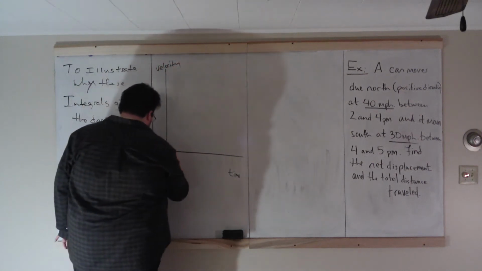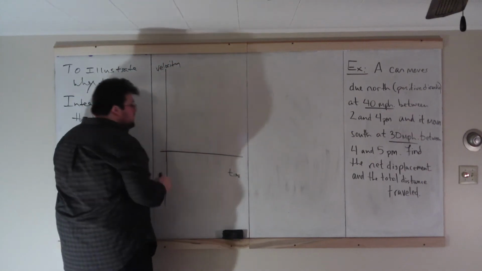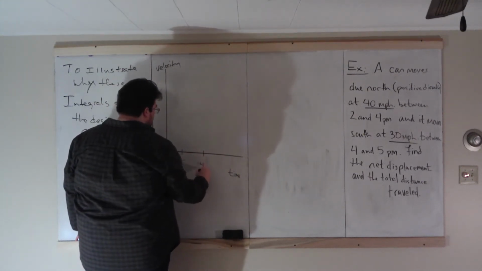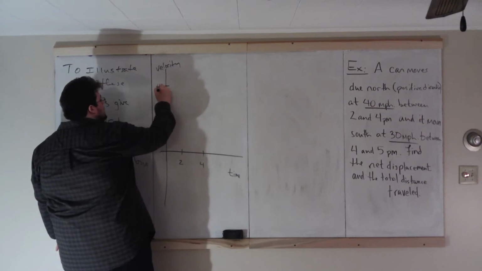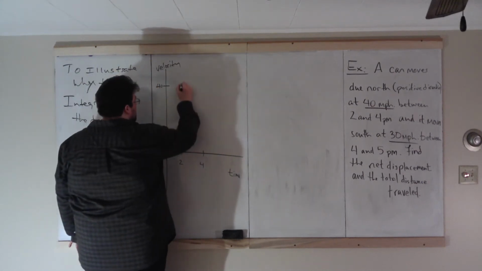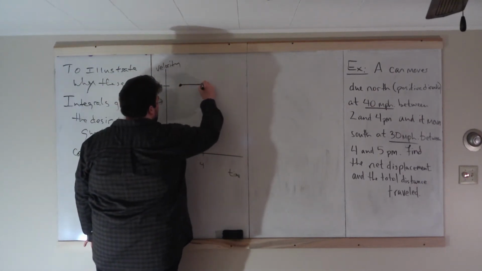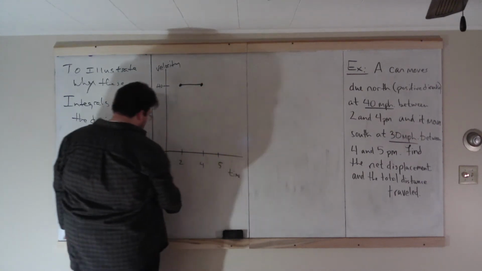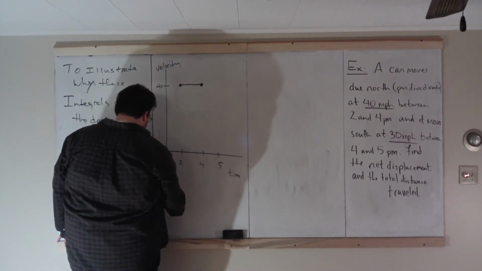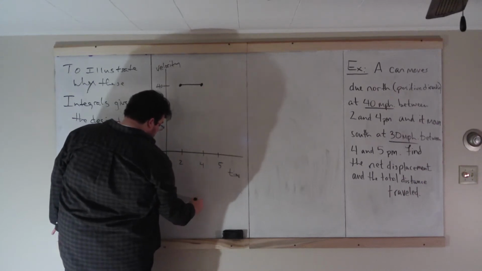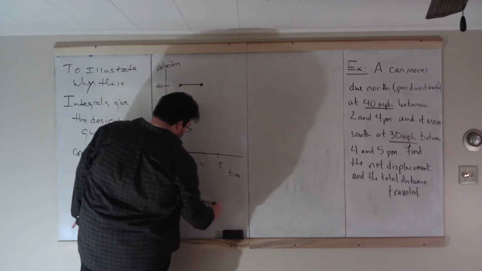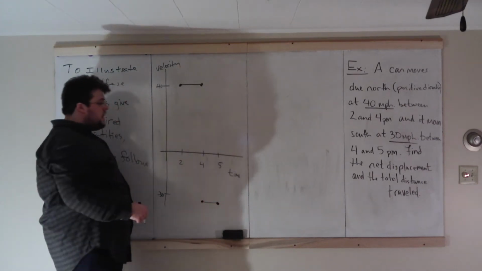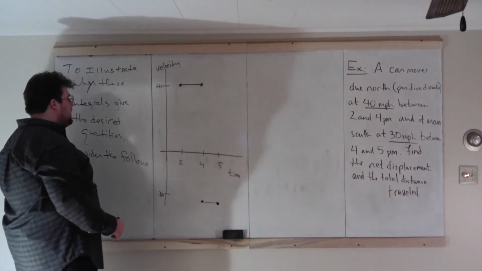Now we're going to need to go much farther in the negative direction here. From 2 to 4, there's 2, there's 4. Velocity is 40. From 4 to 5, velocity is negative 30. Yeah, that's not a function. You can break this velocity function into two continuous functions.